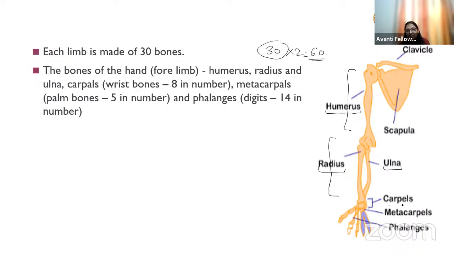The bones which form the wrist are the carpals. Then there are metacarpals, which form the palm, and phalanges, which are present in our fingers. And this is the clavicle and scapula. They are part of the shoulder girdle.